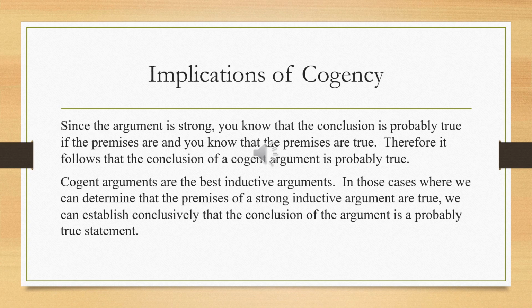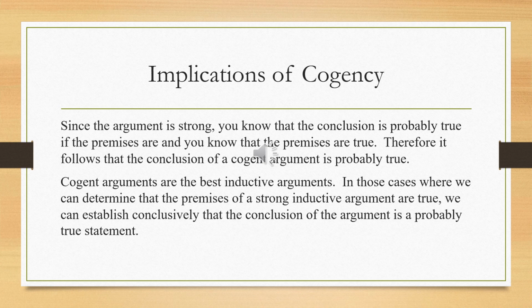So let's stop here and summarize. What does it mean to be cogent? Why is cogency better than just being strong? Well, if an argument is strong, we know that the conclusion is probably true if the premises are. But when an argument is cogent, we know that as well, but we know in addition that the premises are true. So put those two ideas together. If the premises were true, the conclusion would probably be true, and the premises are true. Therefore, it follows that the conclusion of a cogent argument is a probably true statement.